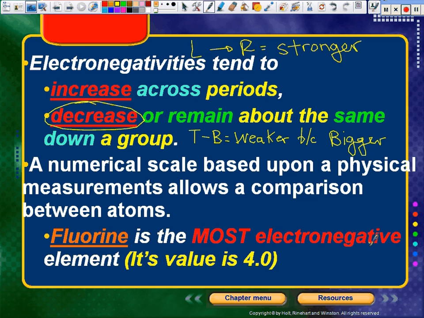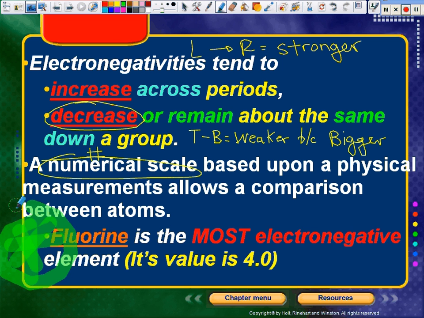A numerical scale. What does it mean to be a numerical scale? It's a number, okay? It's a quantifiable number. A number based upon a physical measurement allows a comparison between the atoms. This is what you need to know. Who is the most electronegative? Fluorine. So this is what I want you to put beside fluorine.